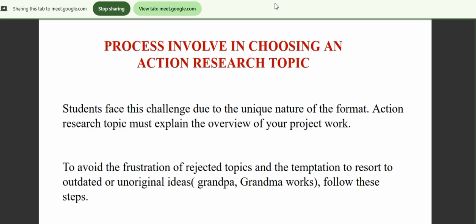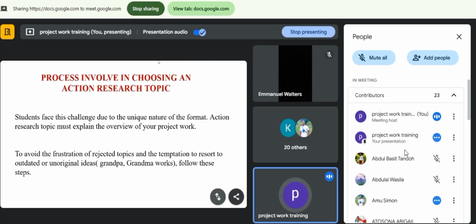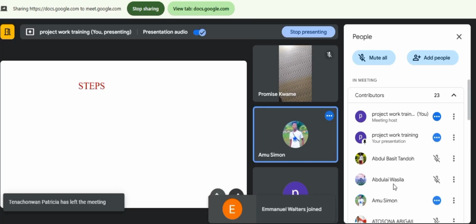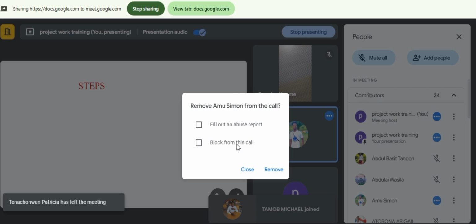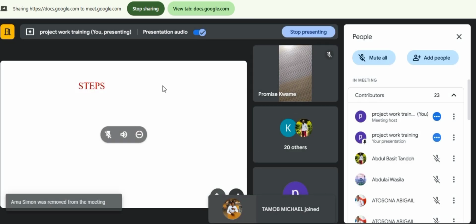These are the key elements when you are choosing an action research topic. Now, we said it's learner centered, and the people are now learners. Okay, so nowadays, let's look at the steps.